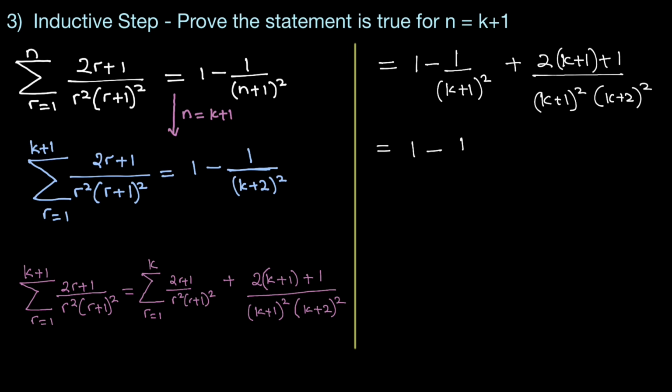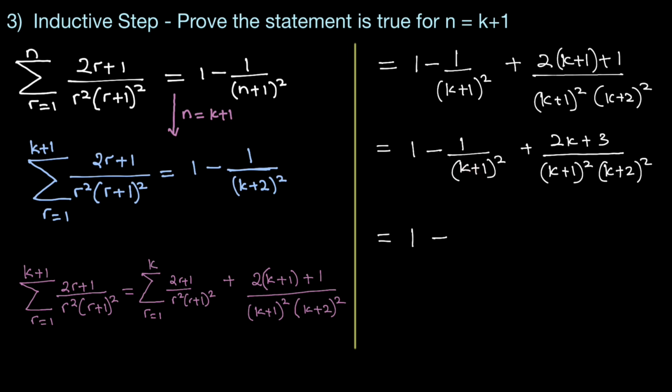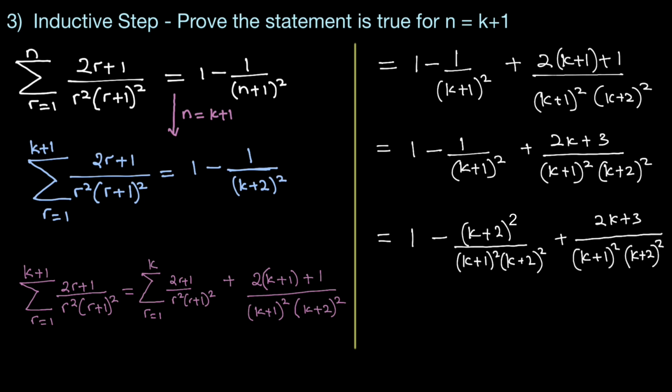So I got 1 minus 1 over (k+1)^2 plus, if I expand that, 2 times k, 2k, plus 2 plus 1, 2 times 1 is 2 plus 1 is 3, over (k+1)^2 (k+2)^2. Now I need to multiply both numerator and denominator by (k+2)^2. 1 minus (k+2)^2 plus 2k plus 3 over (k+1)^2 (k+2)^2.